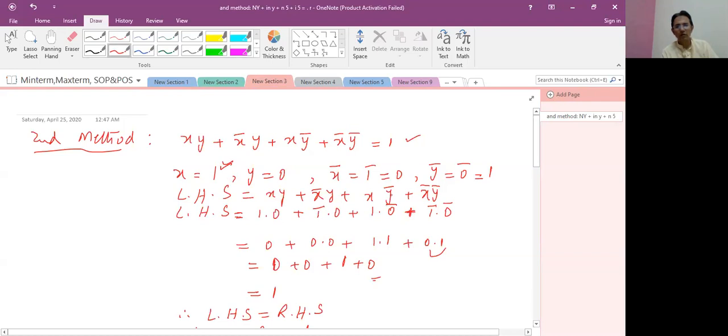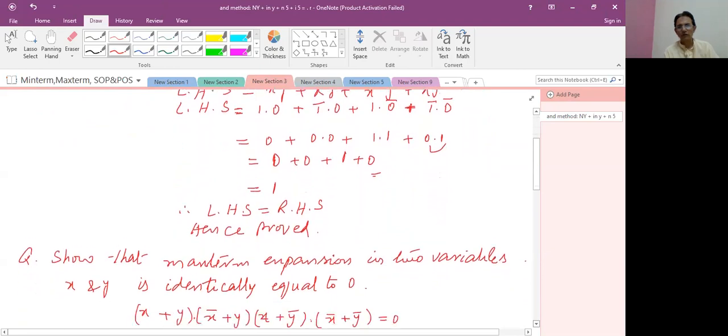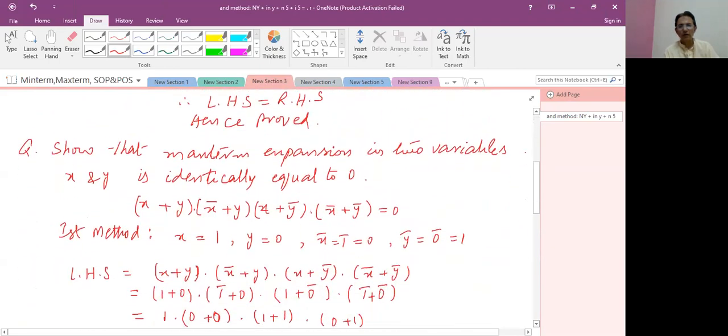X is 1, the complement of y is 0; 0 complement plus x complement means 1 complement, and y complement is 0 complement. So when we put here, 1 dot 0 is 0, the complement of 1 is 0, so 0 dot 0 is 0, the 0 complement is 1, 1 dot 1 is 1, and 0 complement is 1, 1 complement is 0, so 0 dot 1 is 0. Then we add all these values, the answer is 1, so left hand side is equal to right hand side, hence proof. Now write an application about the Maxterm.